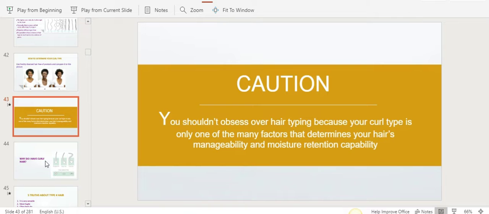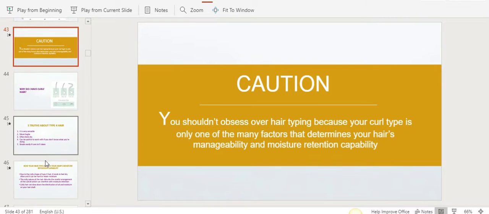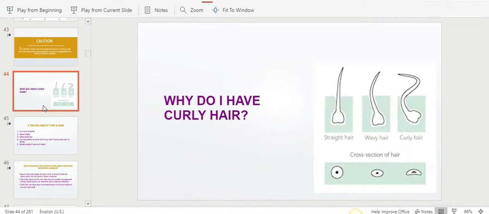So before I end this lesson, I wanted to go over why you have curly hair or why you have coily hair.